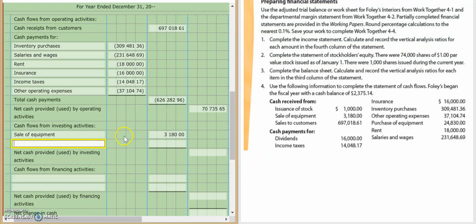And then our investing activities is where we had cash payments. Let's see over here. Here's a purchase of equipment. So this one here would be an example of an investing activity. So we have purchase of equipment, and that's a negative outgoing number of $24,830. So in this situation, the difference between these two is going to be a negative number. So we'll have to put a minus sign in front. And the difference between those two is $21,650.